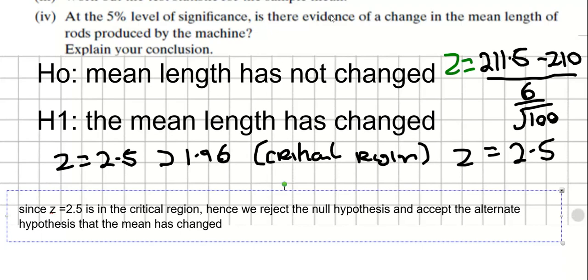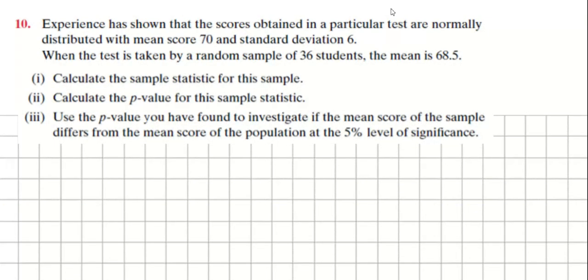Now, I'm going to move us on. Okay, guys. Experience shows that the scores obtained in a particular test are normally distributed with mean score 70 and a standard deviation of 6. When the test is taken by a random sample of 36 students, the mean is 68.5. Calculate the sample statistic for the sample. A sample statistic is usually a Z score. So when you see the words sample statistic, we're going for a Z score. So question 1, Z score time.